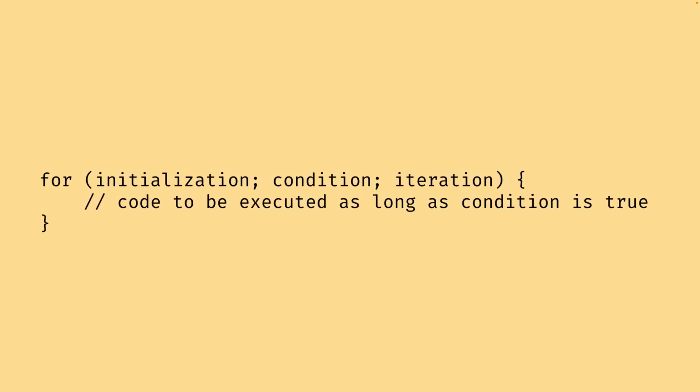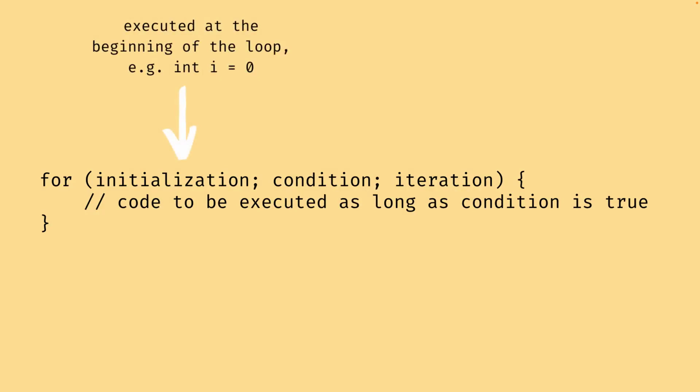And this is what the syntax looks like. This can be a bit intimidating, so let's go over it bit by bit. It starts with the word for, sure, but then the initialization section is executed once at the beginning of the for loop. This is typically used to declare and initialize a loop variable, or even variables, which will be used to control the loop's execution.